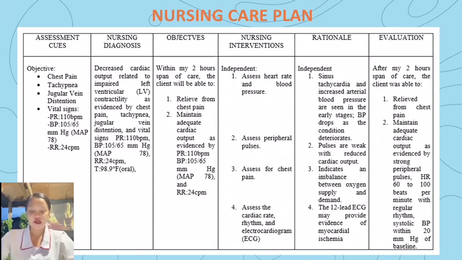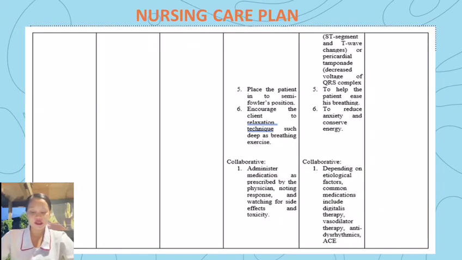Fourth, assess the cardiac rate, rhythm, and electrocardiogram or the ECG. The 12-lead ECG may provide evidence of myocardial ischemia, or the ST segment and T-wave changes, or pericardial tamponade, or decreased voltage of QRS complex. Fifth is place the patient in semi-Fowler's position. This is to help the patient ease his breathing. Sixth is encourage the client to do relaxation techniques such as deep breathing exercises. This is to reduce anxiety and conserve energy.